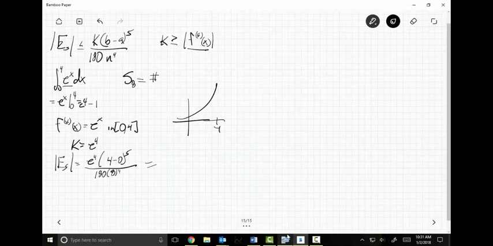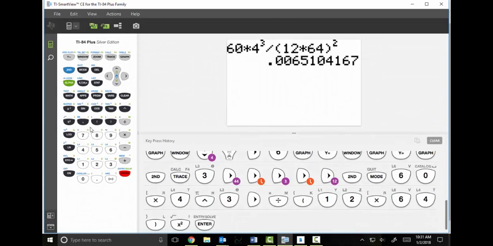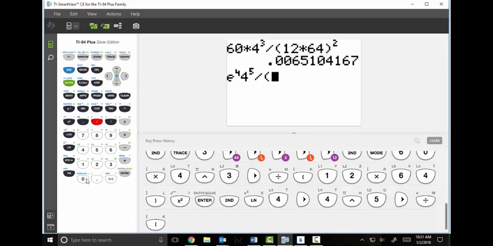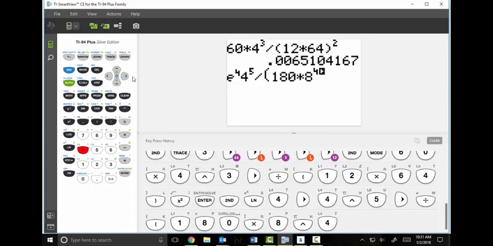Now, let's crank over to our calculator real quick. All right, let's go. This is always a pain in the butt. We're going to go second, e to the 4th. And then we said times 4 to the 5th, right? I hope that I don't have to put a times in there. We're about to figure that out, though, aren't we? Divided by parentheses, and I've got 180 times 8 to the 4th. And I move over, and I close my parentheses. Let's see what we get. Pow. See if I get an error.